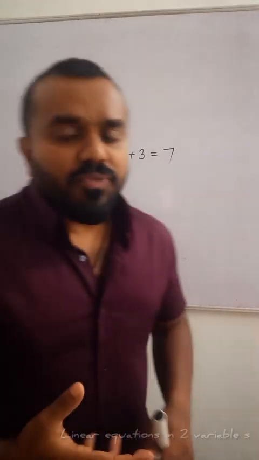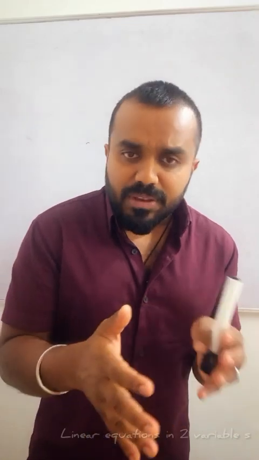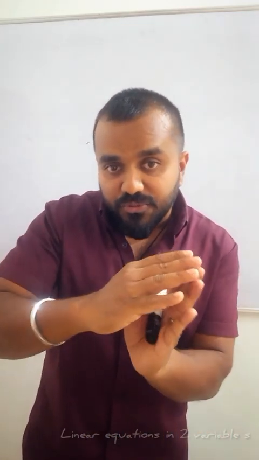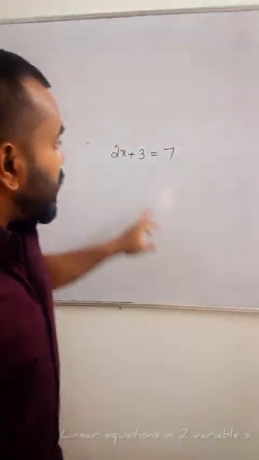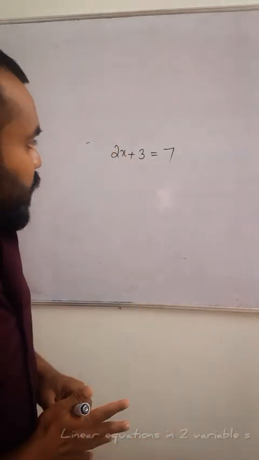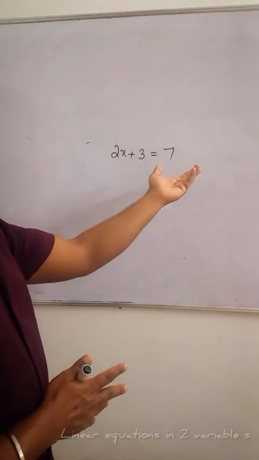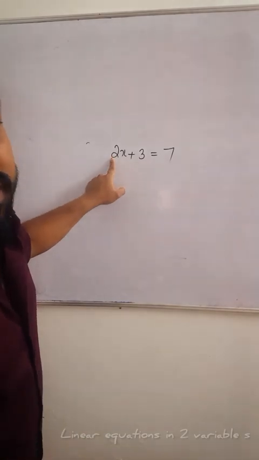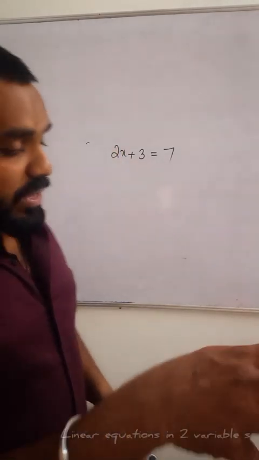Why is this x known as a variable? What do you mean by variable? Variable means the value can be changed. The value is varying. Here for the variable x you can give different values. So that's why x is known as a variable. And what about 3 and 7? They are known as constants. And what about 2? 2 is known as the coefficient of x. So let me come back to the point.